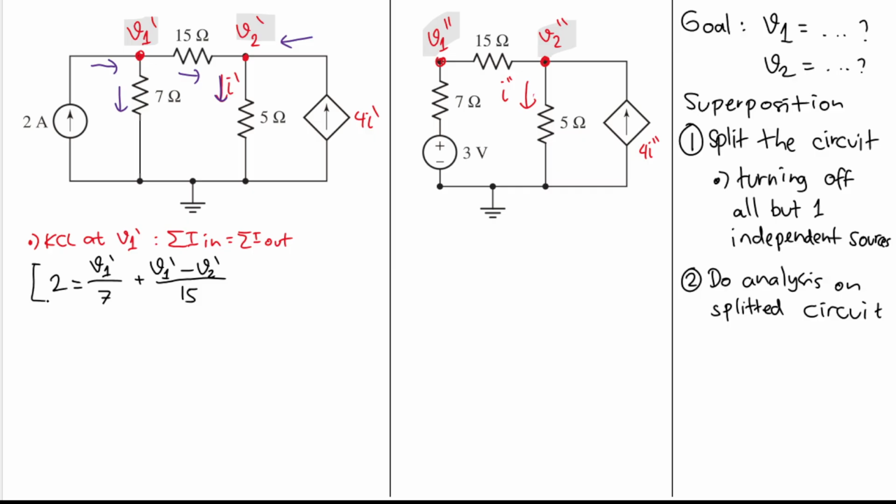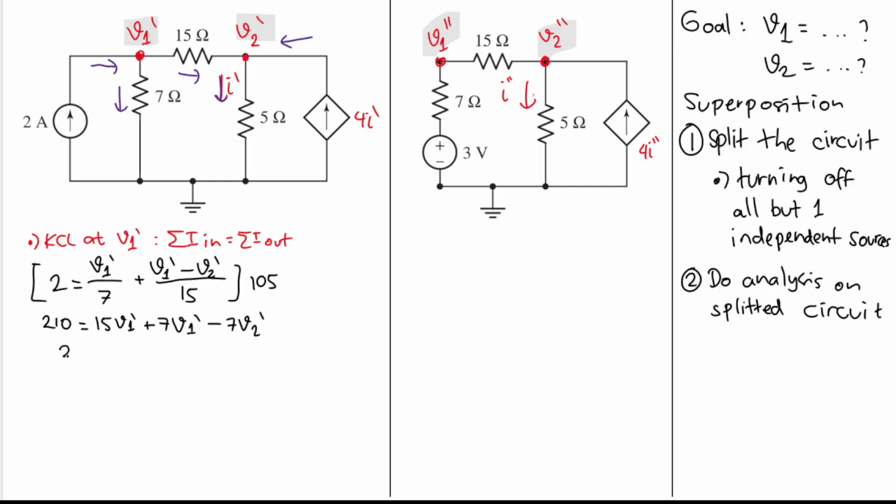Okay, we can multiply both sides here by what? 15 times 7, that will be 105. So I have 105, and I will have 210 here on the left hand side, and I will have 15 V1 prime, and then plus 7 V1 prime minus 7 V2 prime, right? And so let's add them up.